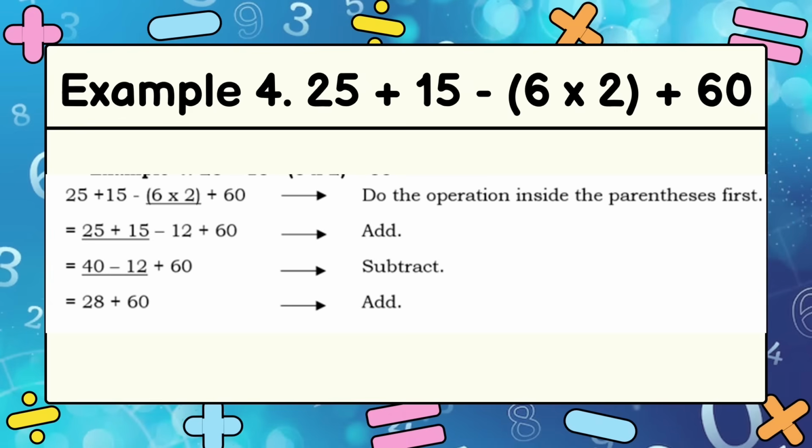We have here example 4, 25 plus 15 minus 6 times 2 inside the parentheses plus 60. So what are we going to do? Do the operation inside the parentheses first, which is 6 times 2. That would give us the answer 12, or the product is 12. Now, let's proceed to addition. So 25 plus 15 is equals to 40 minus 12 plus 60. Okay, so let's subtract: 40 minus 12 is 28 plus 60. So if we're going to add 28 and 60, that would give us the answer 88.